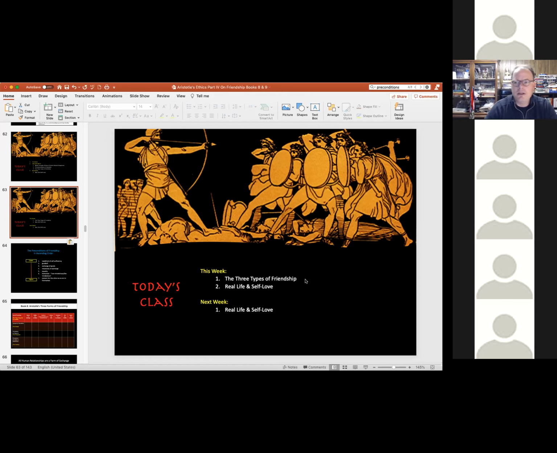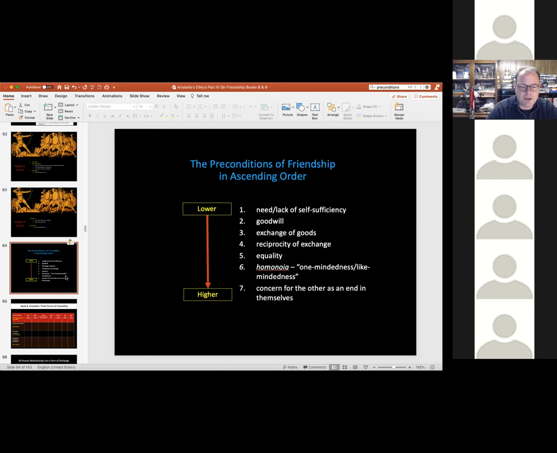Okay, so what we want to get to here is these three forms of friendship. We finished last class talking about the preconditions for friendship. All human beings lack self-sufficiency, therefore they seek out other people to help satisfy their needs. What do we mean by preconditions of friendship? Meaning if you don't have these basic things, you cannot have a relationship at all, right?